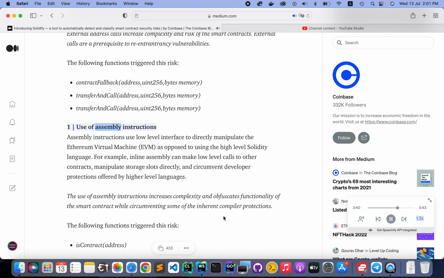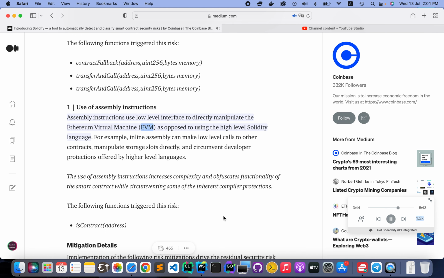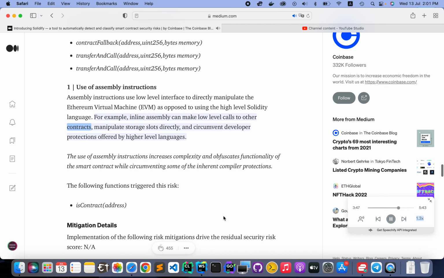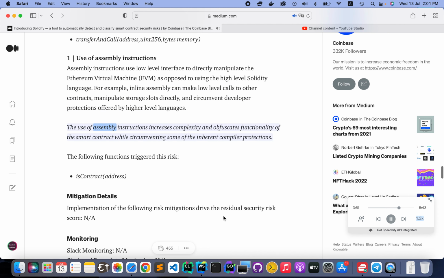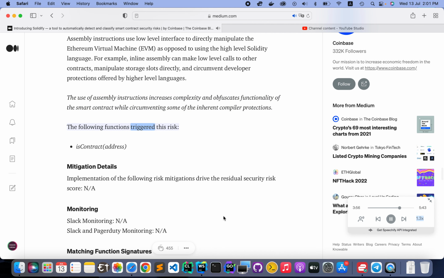1. Use of assembly instructions. Assembly instructions use a low-level interface to directly manipulate the Ethereum Virtual Machine (EVM) as opposed to using the high-level Solidity language. For example, inline assembly can make low-level calls to other contracts, manipulate storage slots directly, and circumvent developer protections offered by higher-level languages. The use of assembly instructions increases complexity and obfuscates functionality of the smart contract while circumventing some of the inherent compiler protections. The following functions triggered this risk.